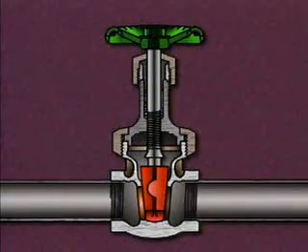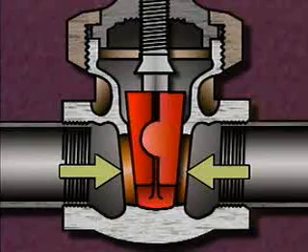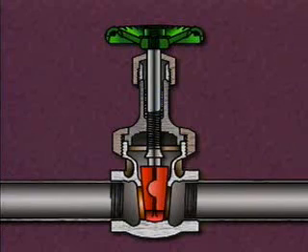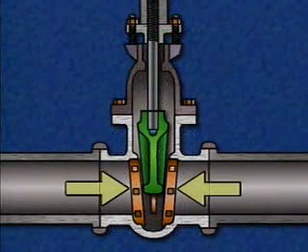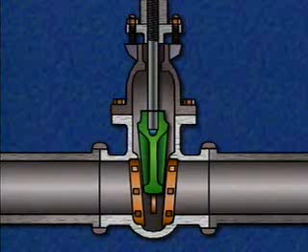Small gate valves generally have fixed seats that are cast as part of the valve body. It's more economical just to replace these valves than to repair them when they're worn or damaged. Large gate valves, however, frequently have replaceable seats. With these types of valves, it's less expensive to replace the seat than the entire valve.